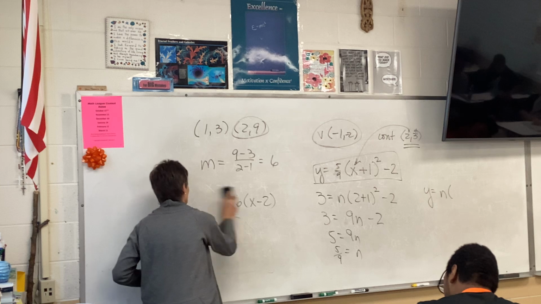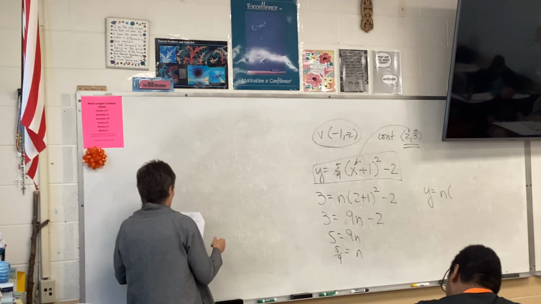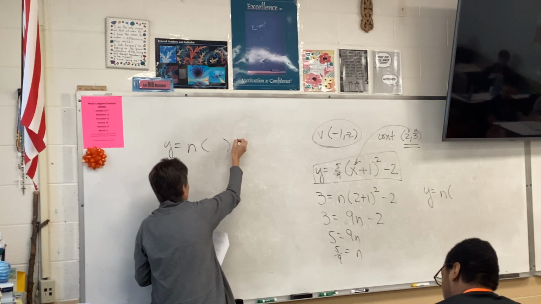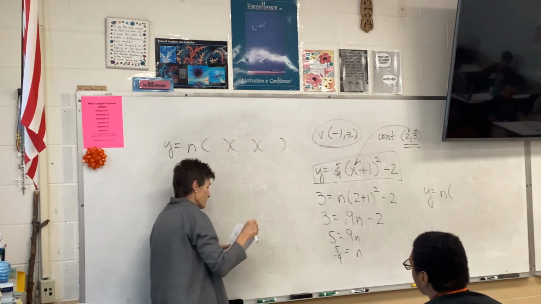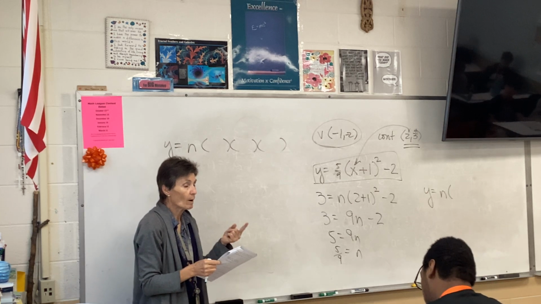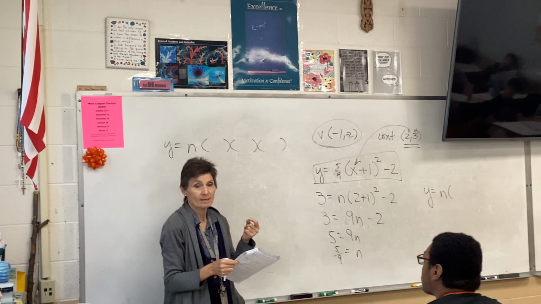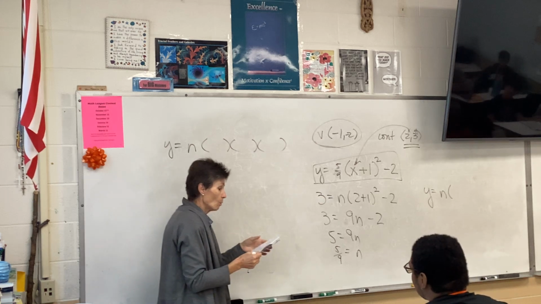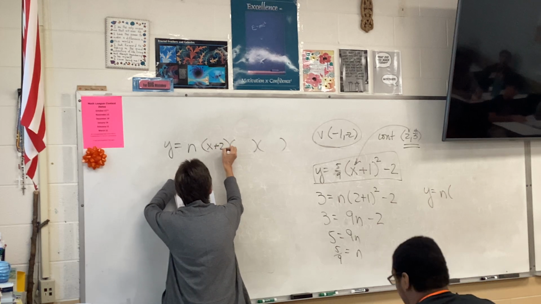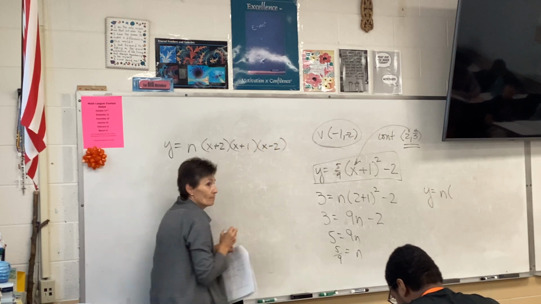All right, number 6. All right, I'm going to write an equation. So I'm basically kind of doing what I just did, only this time I'm going to have parentheses, and I have 3 parentheses. Look at your picture. How do I know there are going to be 3 parentheses? There's 3 x-intercepts. So what's going to go in the parentheses? X plus 2, x plus 1, x minus 2.